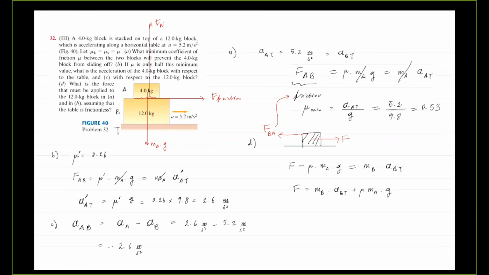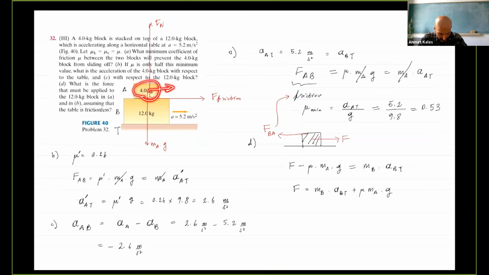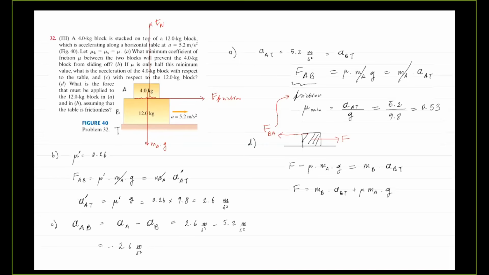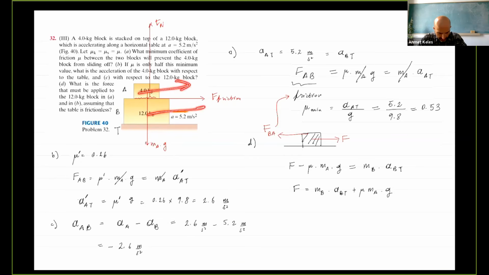Hocam, may I ask a question, please? Yes, go ahead. Hocam, in which direction does A move in part C? Right. In both cases, it moves in that direction. But in part B, it moves just a little bit slower than this guy. This guy is much faster than this guy. That's why the acceleration of A with respect to B is negative in part C. Okay, thanks. Of course, they both move in this direction, but this is much faster.